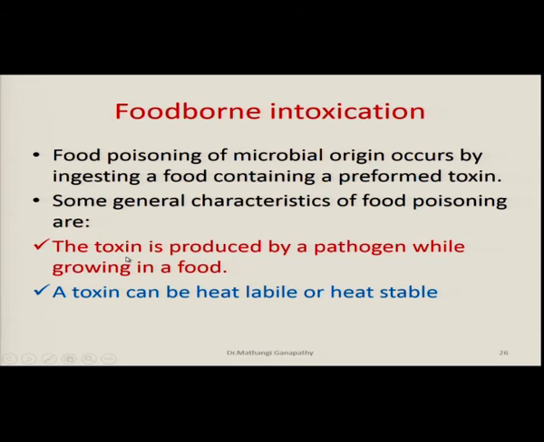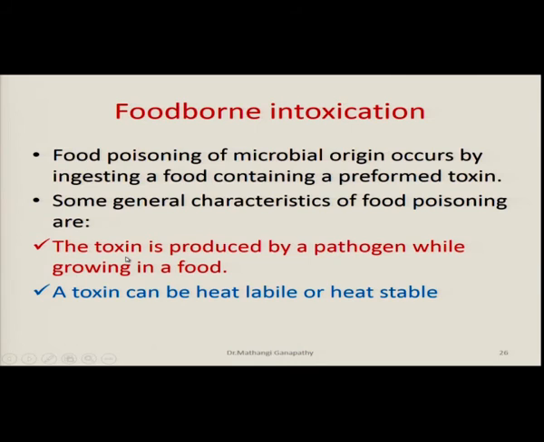Foodborne intoxication. Food poisoning of microbial origin occurs by ingesting a food containing a preformed toxin. Some general characteristics of food poisoning are: 1. The toxin is produced by the pathogen while growing in the food. The pathogen proliferates in the food and does its metabolism. During this metabolism, the toxin is produced as a byproduct, and this toxin is now present in the food.